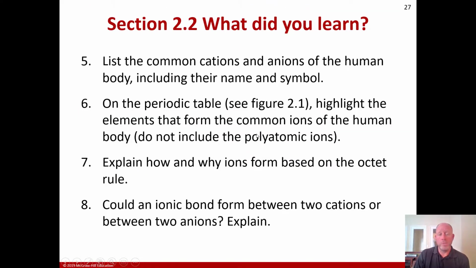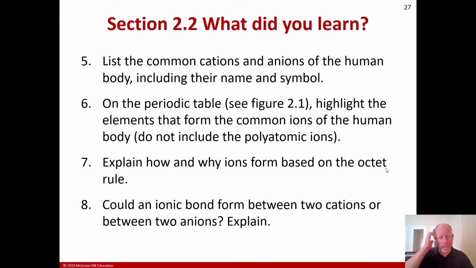So what did you learn? You should be able to list common cations and anions in the human body, including their name and symbol, and there are quite a few. By looking at the periodic table, really, determining what is going to be positively or negatively charged, most likely to become an ion, a cation or an anion, sorry, going to be an ion either way, but an anion or a cation depending upon whether or not it's closer to wanting to give one away or to gain, right? And on the periodic table, she will highlight then the elements that form the common ions of the body, which a lot of tables already highlight for you.